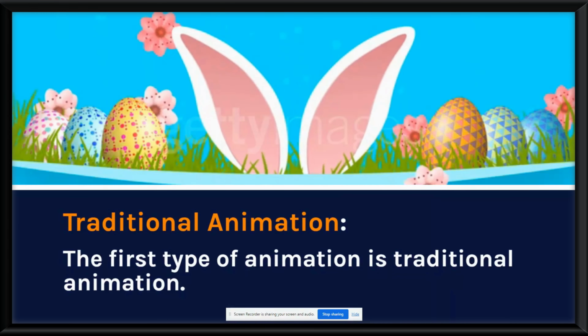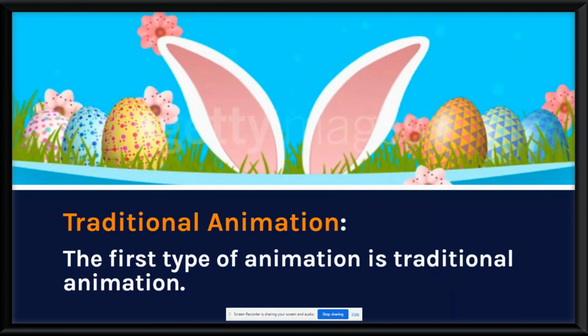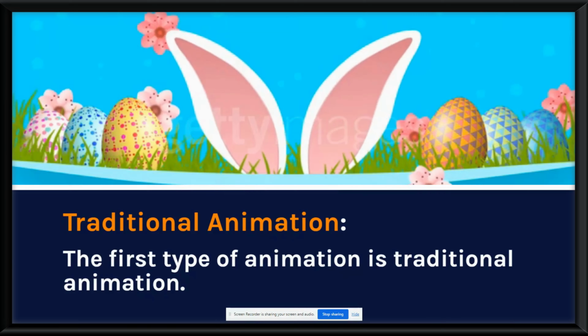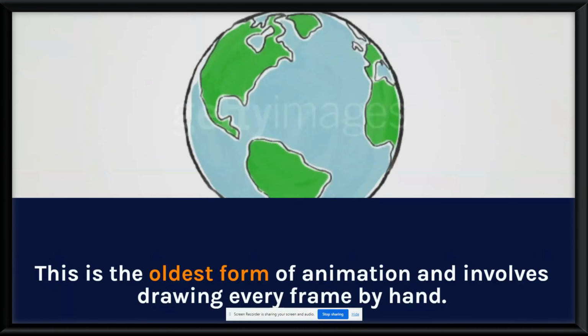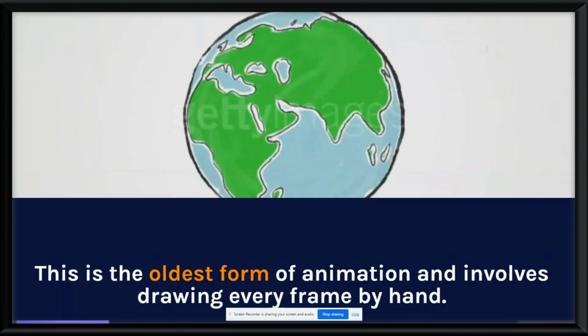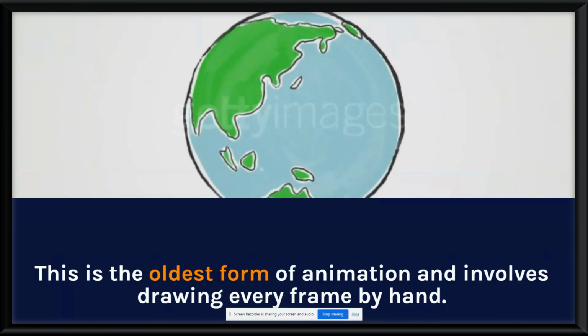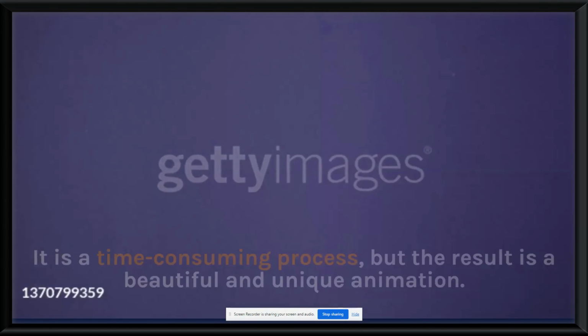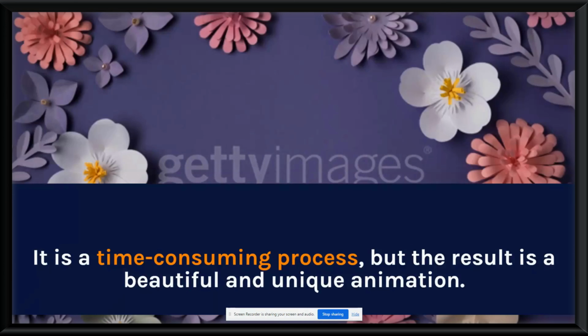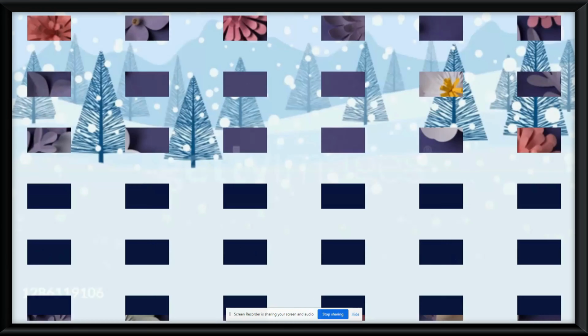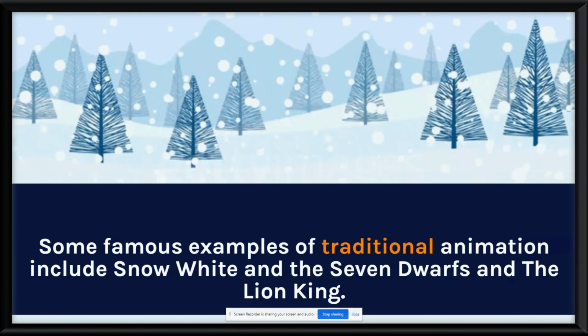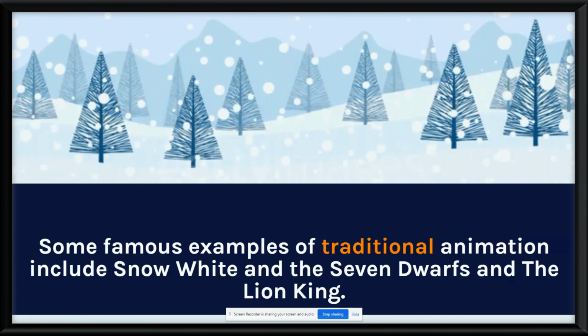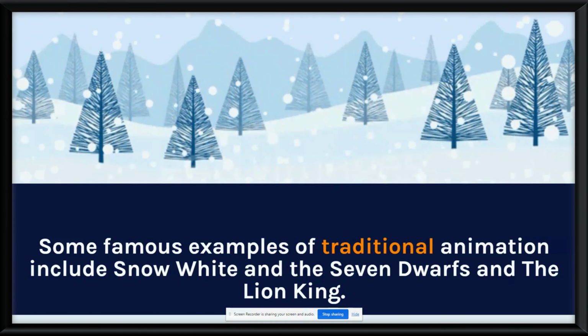Traditional animation. The first type of animation is traditional animation. This is the oldest form of animation and involves drawing every frame by hand. It is a time-consuming process, but the result is a beautiful and unique animation. Some famous examples of traditional animation include Snow White and the Seven Dwarfs and the Lion King.